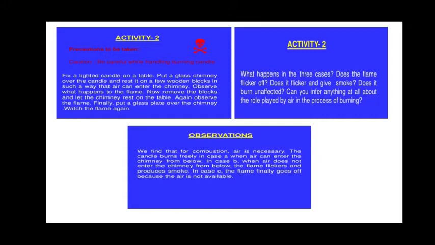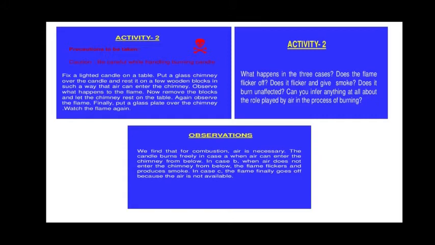Put a glass chimney over the candle and rest it on a few wooden blocks in such a way that air can enter the chimney. Observe what happens to the flame. Now, the second thing we have to do is remove the blocks and let the chimney rest on the table. Again observe the flame. Third, finally put the glass plate over the chimney and watch the flame.